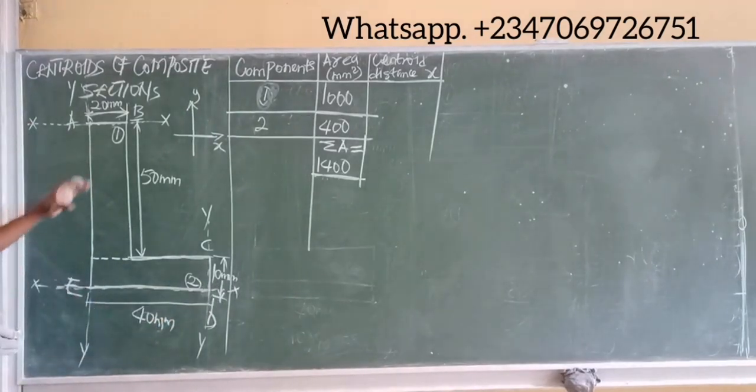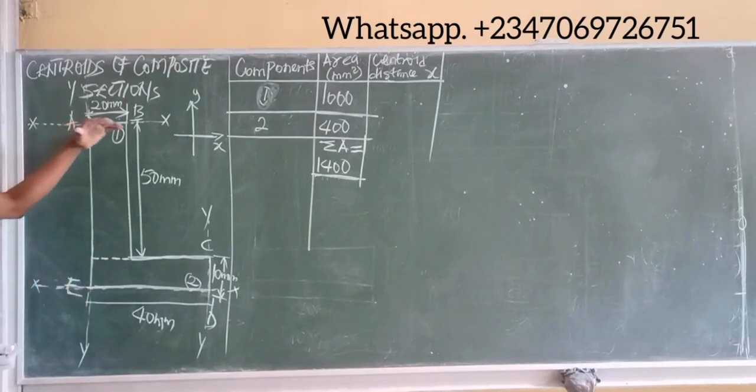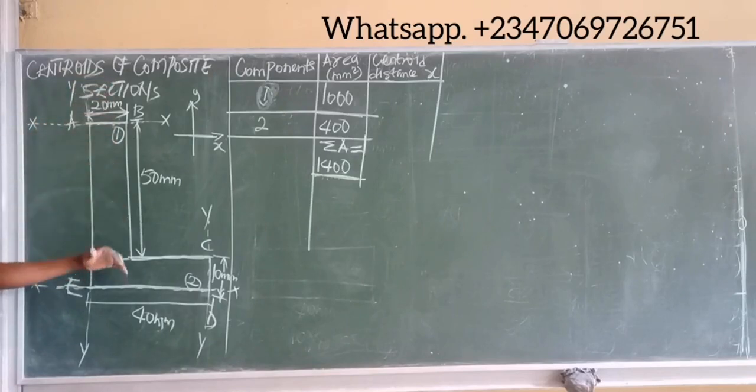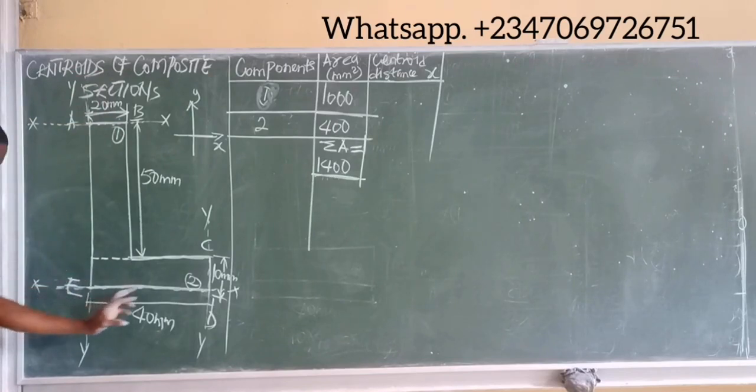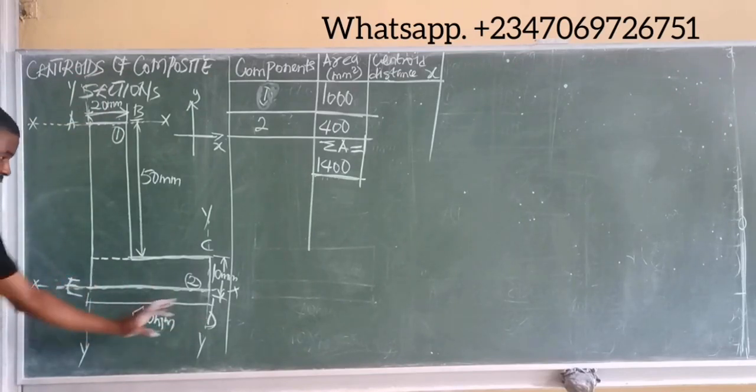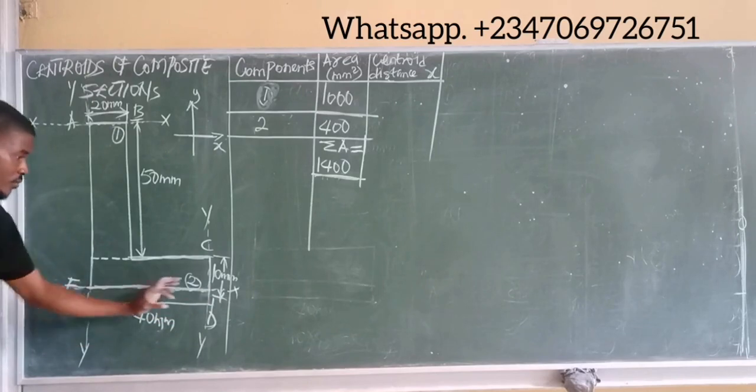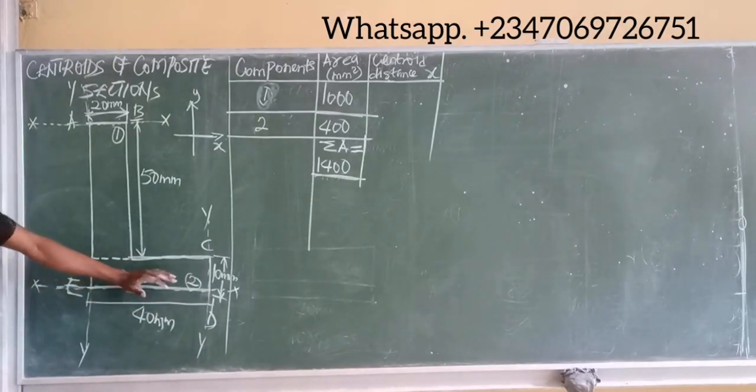So I'm going to send everything I'm doing from the beginning down to the reference line. If I have more than one component, let's say an I shape which involves three different components, I'm going to take all the centroidal distances down to the reference line. The reference line is ED, or simply X, X, which is the horizontal line for the second segment.